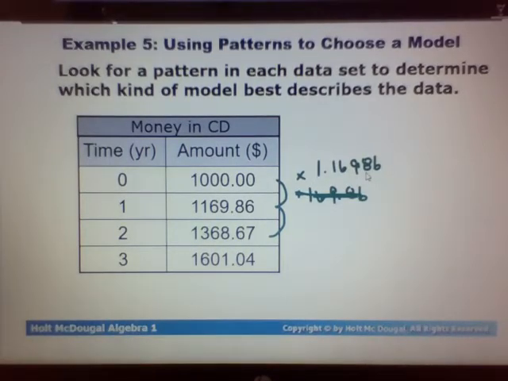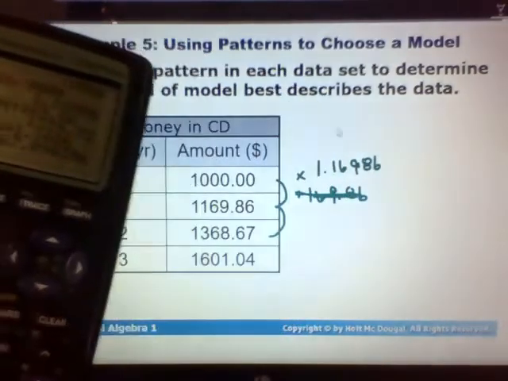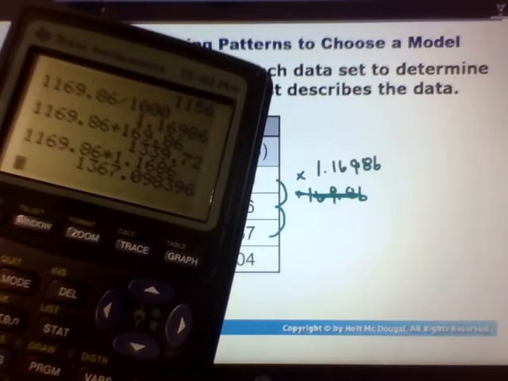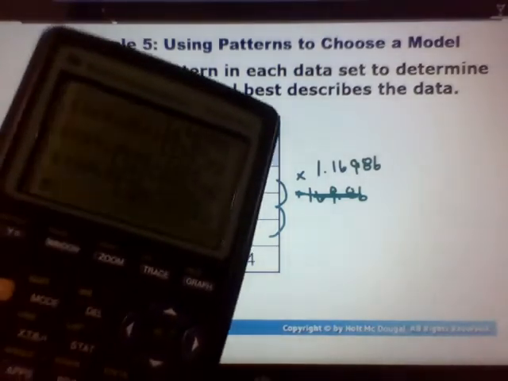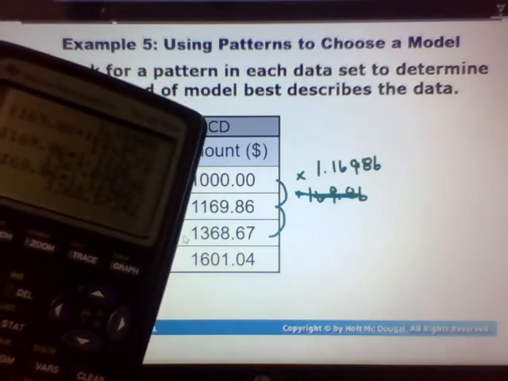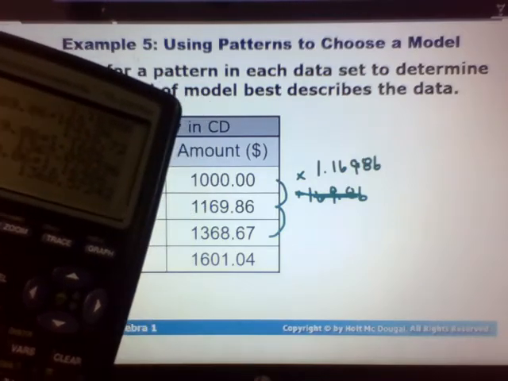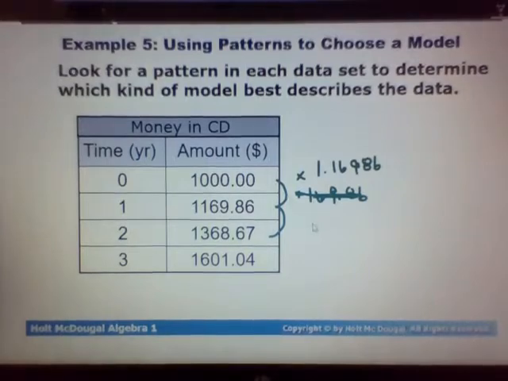So 1,169.86 times 1.1686 brings us to 1,367.09. Oh, well, that's because I missed a digit, 986. There we go. Now it's exact. 1,368.57, which apparently is off by 10 cents. Anyway, so turns out we are multiplying by 1.16986. And then also to the next one.